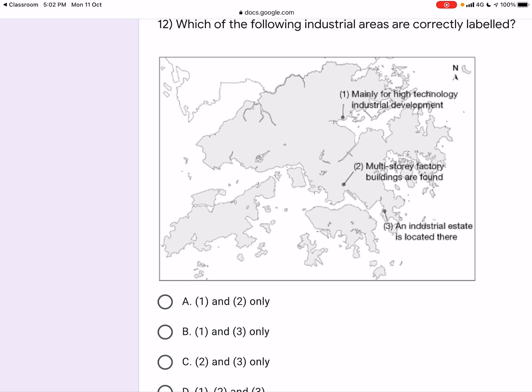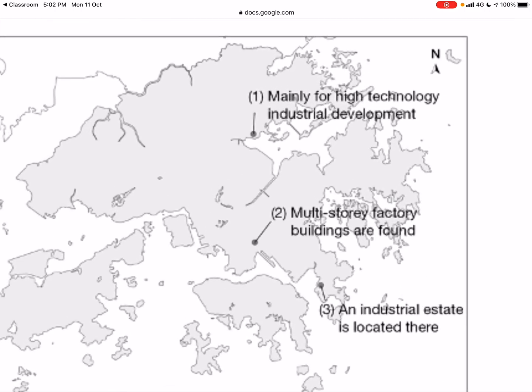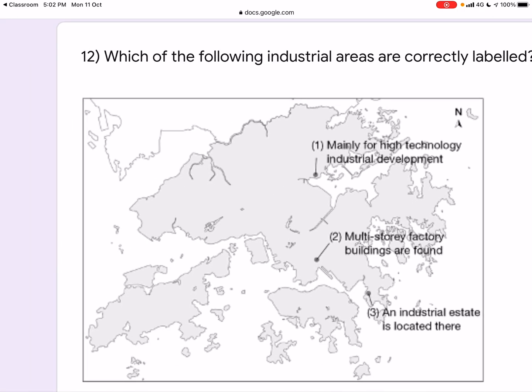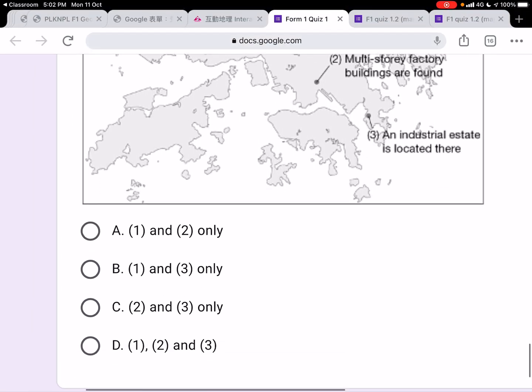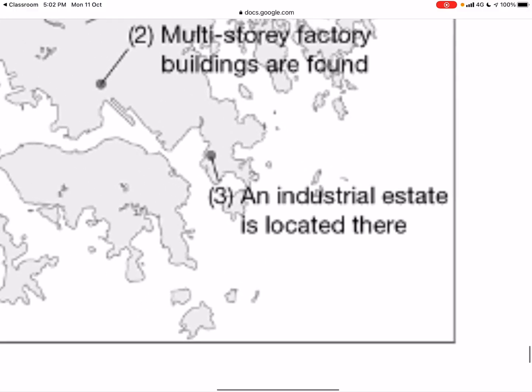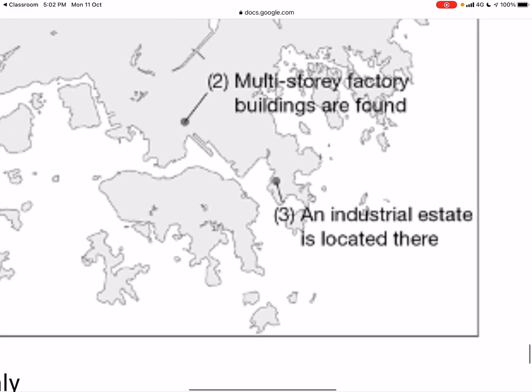Sorry, this is the industrial area in Tai Po, okay, then it shouldn't have a lot of high technology industrial development. So number 1 is wrong, so accordingly number 2 and number 3 are correct, okay. As I said, TV Buddy lives in an industrial estate, so number 3 is correct.